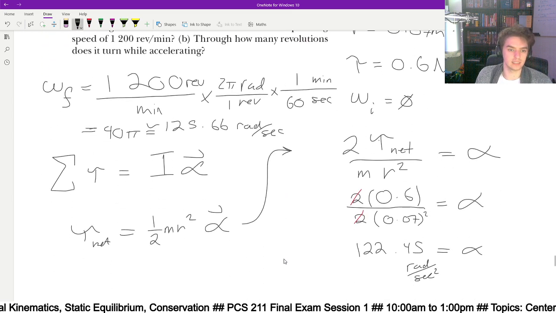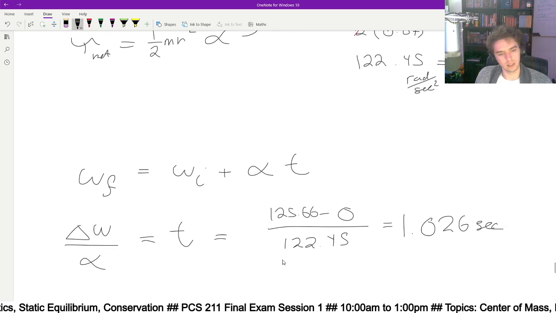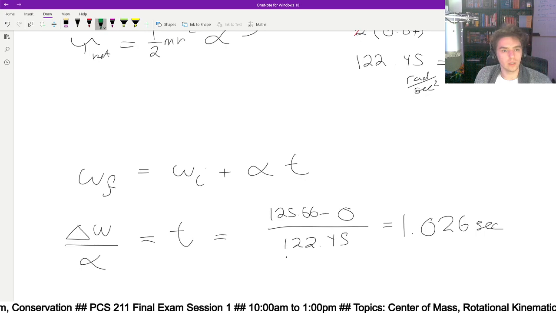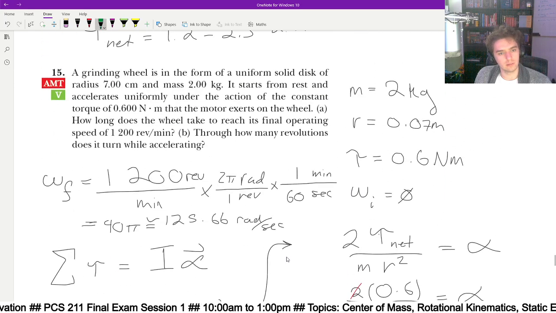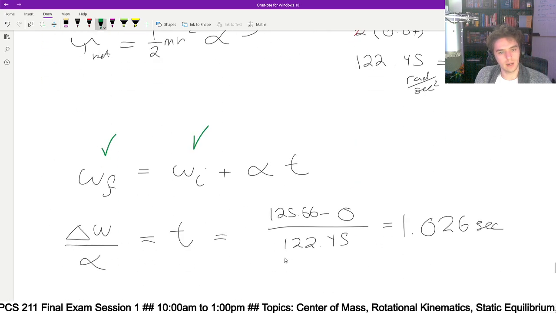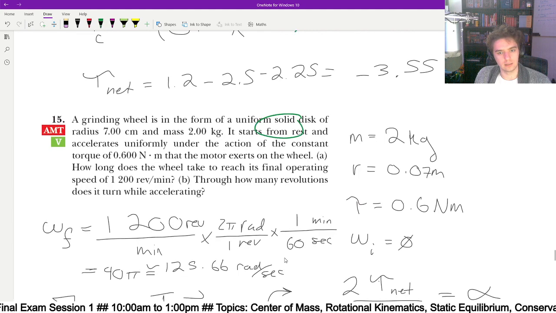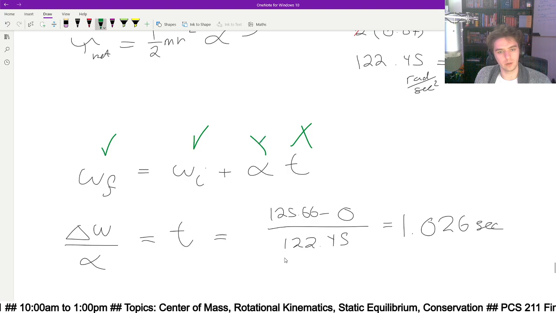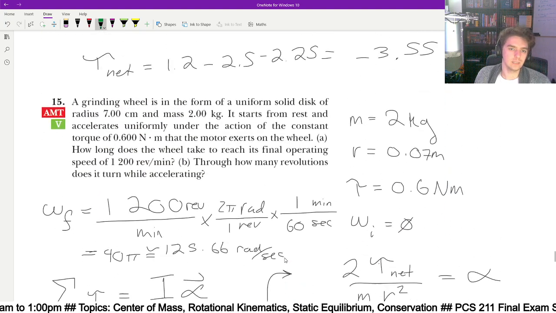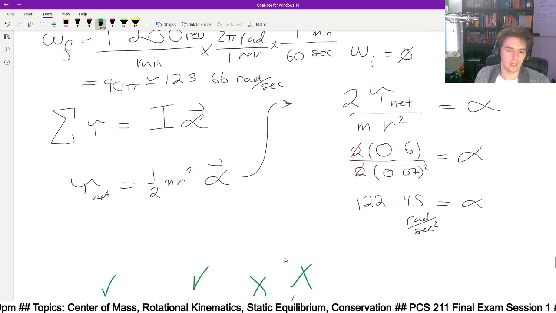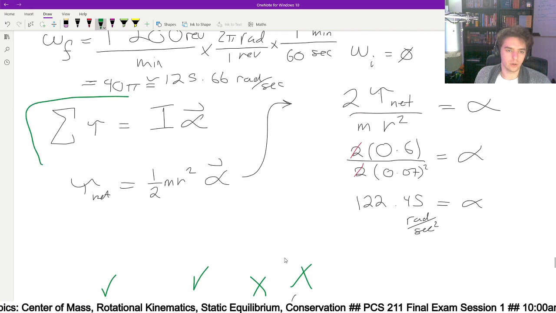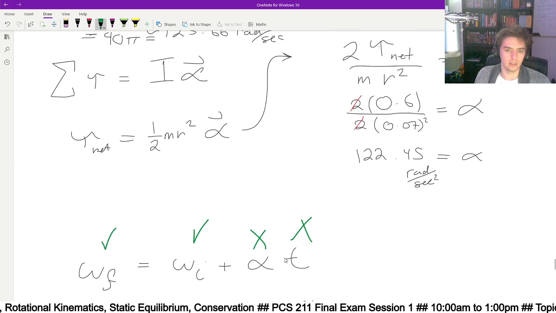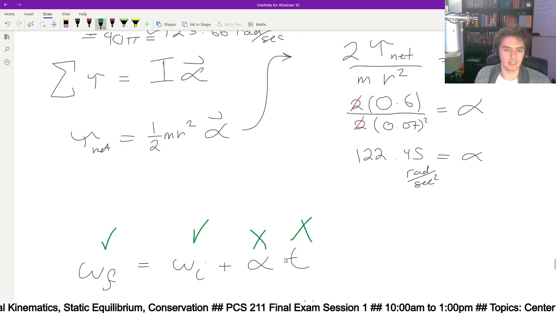So I knew I had to find delta t. I looked at this equation here, one of our kinematics equations. We know omega f, it's given. We know omega i, it starts from rest. We don't know t, and we don't know acceleration. But it does give me the net torque, and the net torque is equal to the inertia times the acceleration, so I have a way of finding the acceleration.